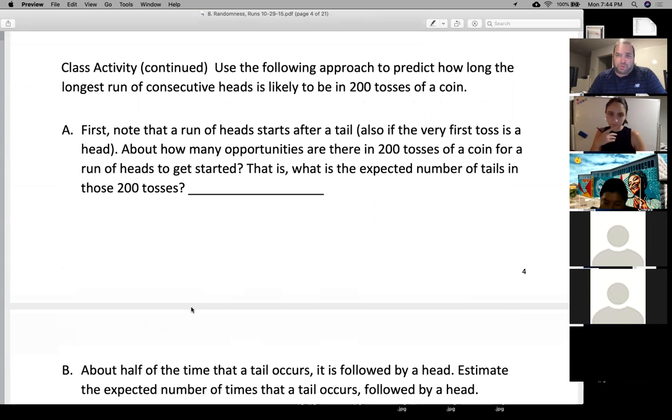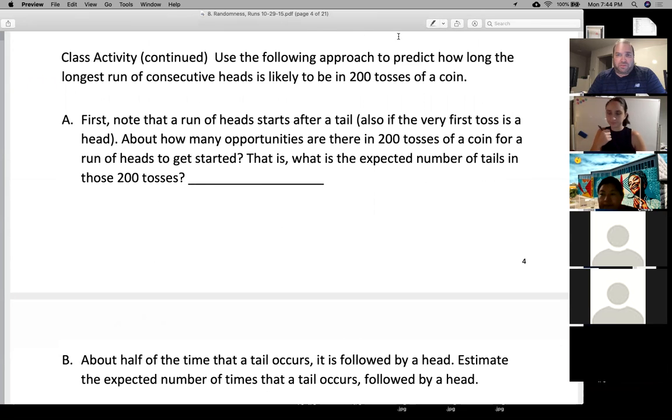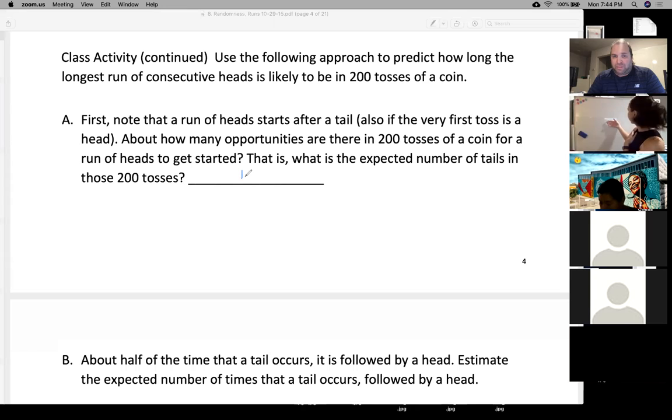So let's actually go through it then. It says a run of heads starts after a tail. Since I expect to have 100 tails, I'm going to have 100 tails out of my 200 tosses, correct? Yes. That's how many tails I expect. Now, of those 100 tails, the next one is equally likely to be a heads or a tails, correct? Yes.